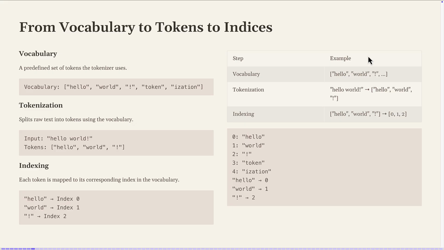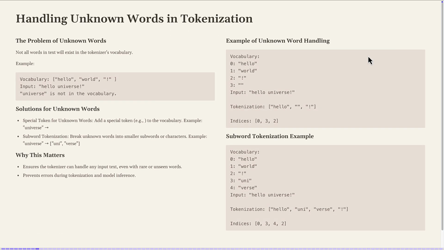So to summarize, we start from a vocabulary, and the tokenization splits the raw text into tokens using the vocabulary. Okay. And finally, it will assign an index to each token. And we can represent the sentence as a list of indices. Okay, hello world tokenization. Okay, this is how we can do it.